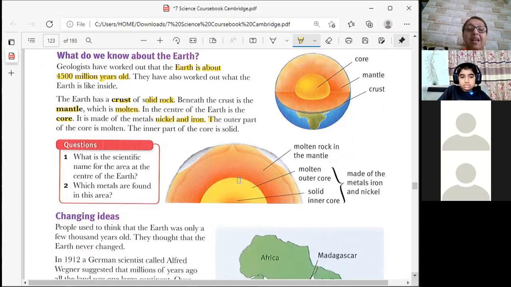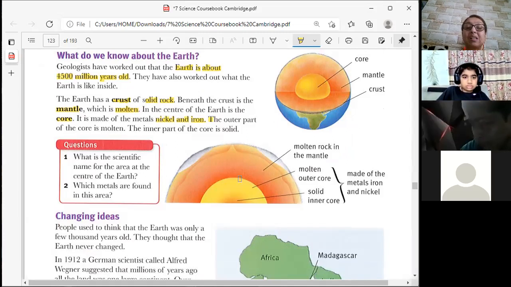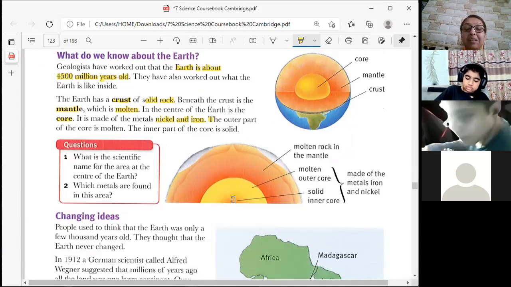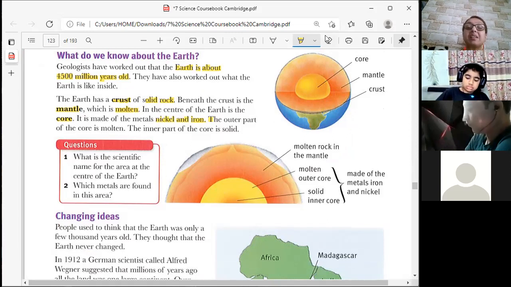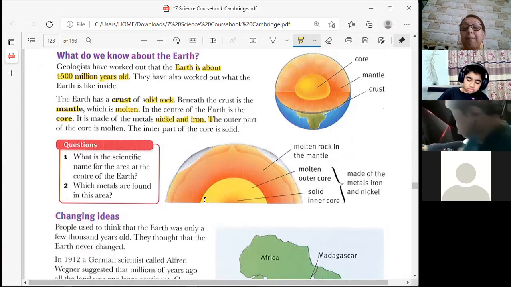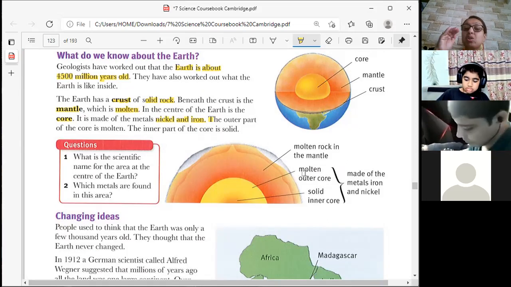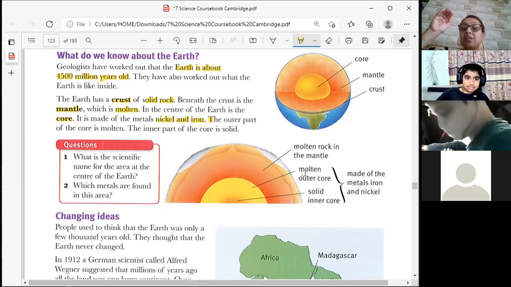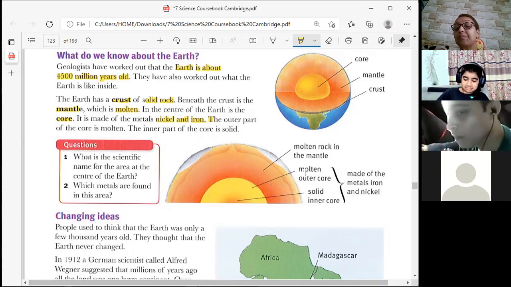Now, for example, we talk about this core inside, deep inside. This part here is solid. Then it becomes molten. Then you have molten in the mantle. Then you have the crust, and the crust becomes solid. Do you understand how it is? Solid, molten, molten, solid. Okay.